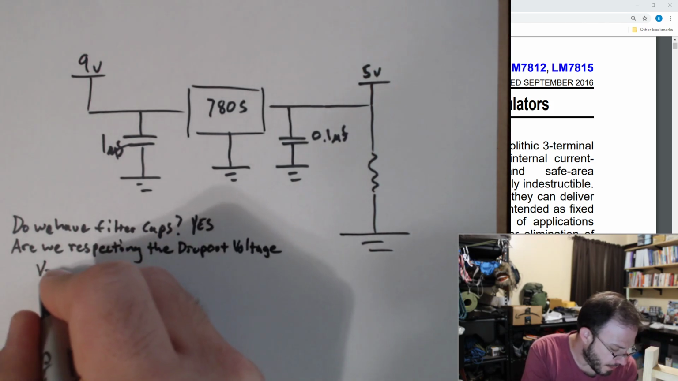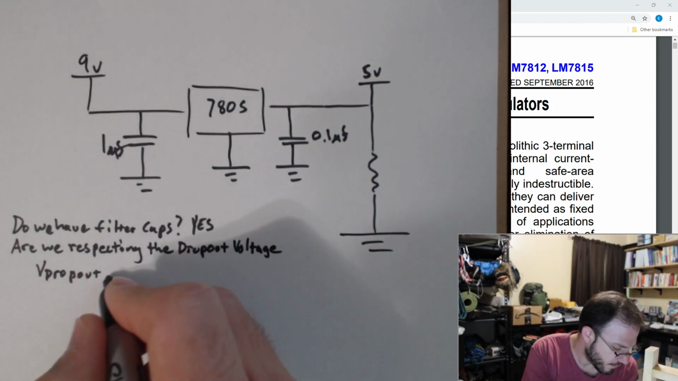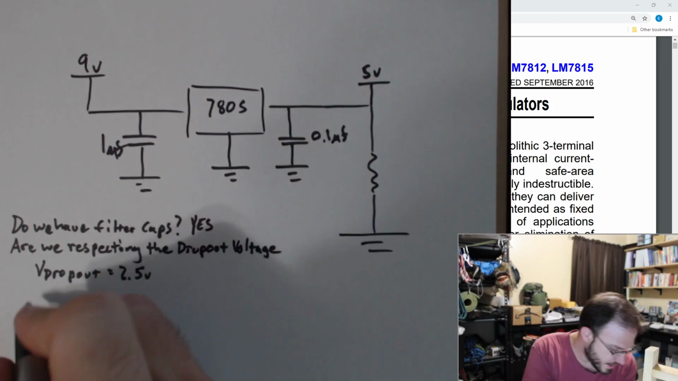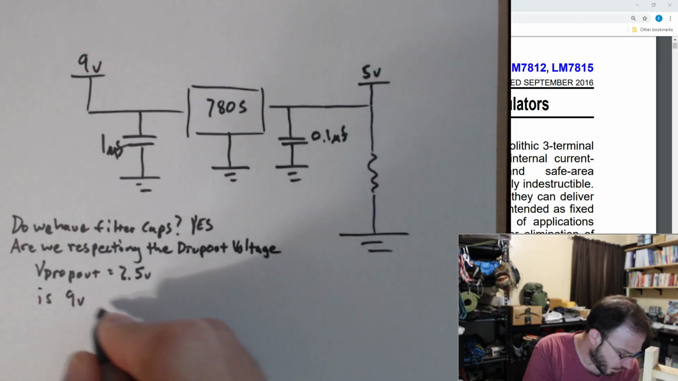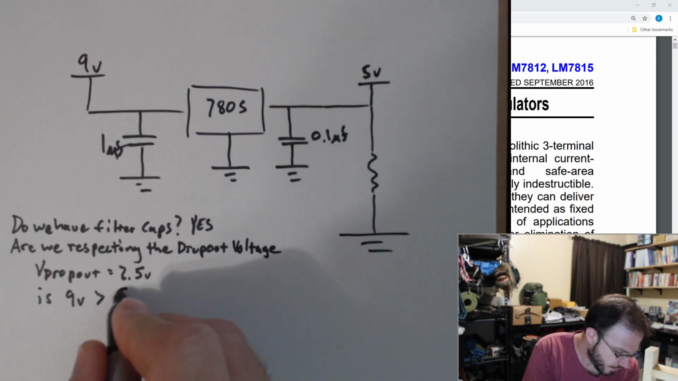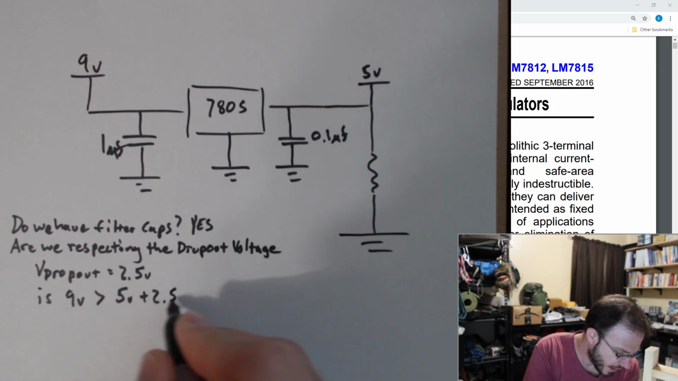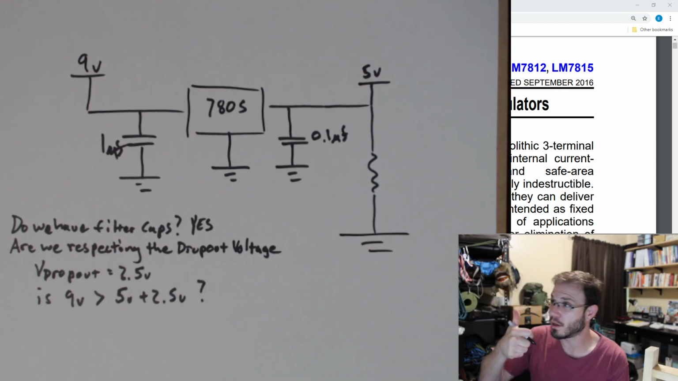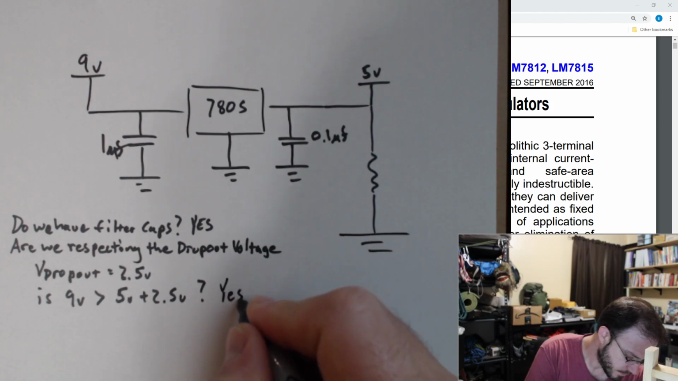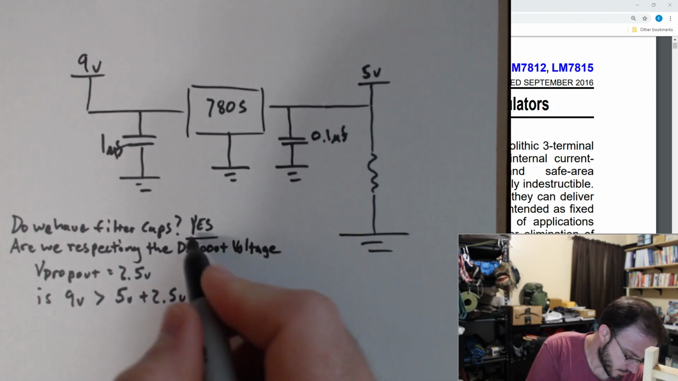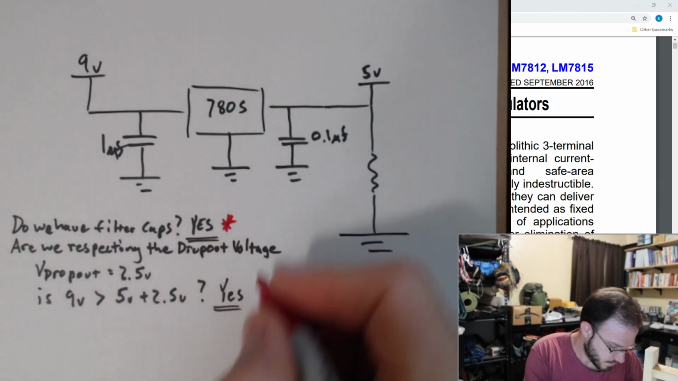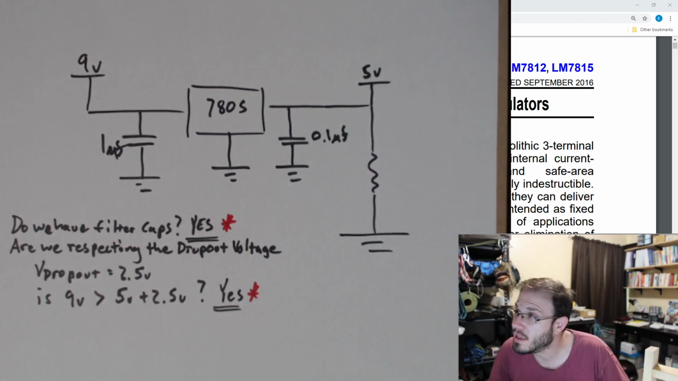So as I said, V dropout is going to be equal to 2.5 volts. So is 9 volts greater than 5 volts plus 2.5 volts? Yeah, absolutely. 5 plus 2.5, 7.5. 9's greater than that. We're good. Okay, so this is going to work.